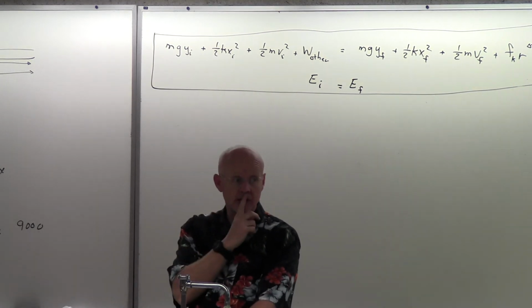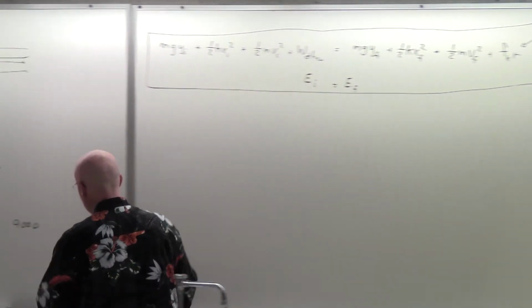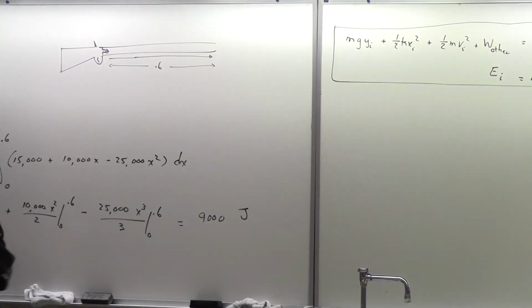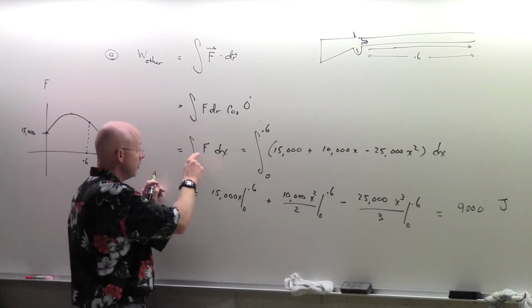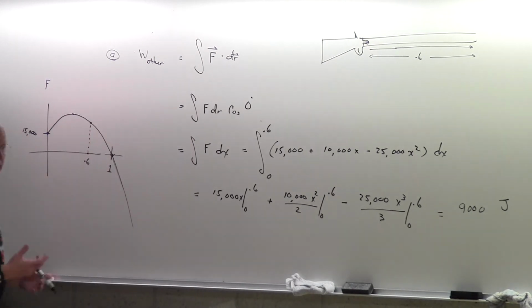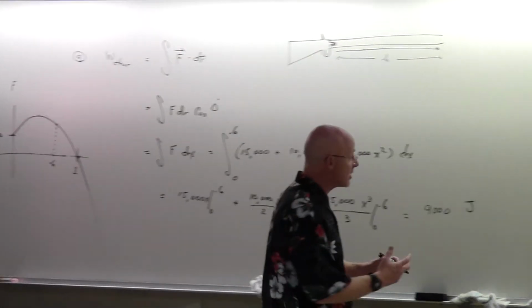Not watts, joules, right? Because again, it's work. Work is measured in joules. You'll see that. Force times distance, right? Newton times a meter. A watt would be a rate. Yeah, would be power. So there's my 9,000 joules. And so I think I've answered A.